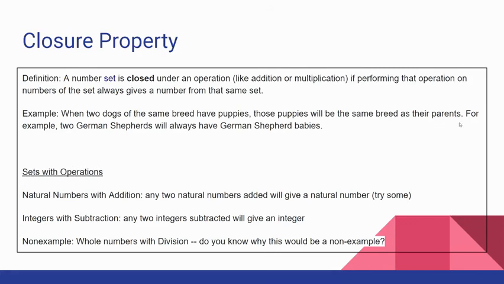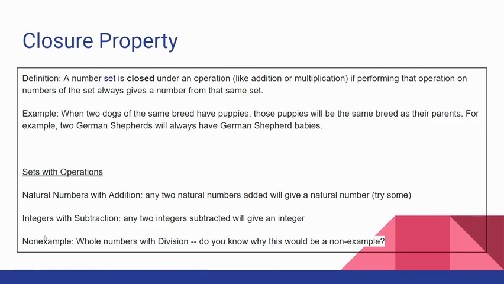Okay, so it could be like, oh yeah, you have 2 German Shepherds. They have puppies. Well, those puppies have to be German Shepherd puppies. So that's what closure property is. So you have 2 things of the same, you put them together, and then you get another thing from that same group. So here's some examples. Natural numbers with addition. So remember, natural numbers are numbers like 1, 2, 3, 4. If you add any 2 of those, you'll get another natural number. It'll be a bigger one, but it'll still be in the same group.